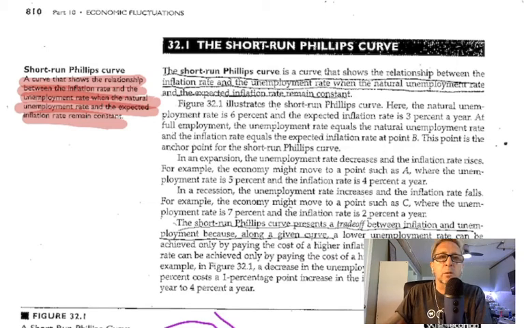Understand that the short run Phillips curve is a curve that shows a relationship between the inflation rate and the unemployment rate, where the natural unemployment rate and the expected inflation rate remain constant. So everything's going to be held constant. We're going to move around the inflation rate and the unemployment rate, without taking away what's the natural. So say natural unemployment is 6%, it's just going to stay there. Okay, and the expected inflation rate is 6%.